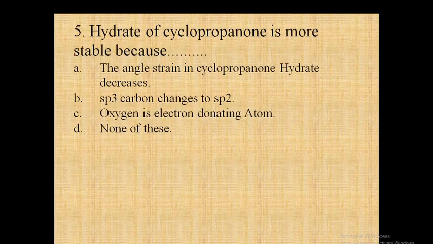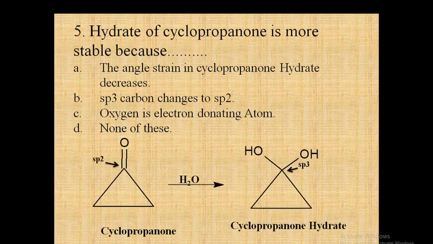The next question: hydrate of cyclopropanone is more stable because option A, the angle strain in cyclopropanone hydrate decreases, B, sp3 carbon changes to sp2, C, oxygen is an electron donating atom, D, none of these. Let's see what is the hydrate of cyclopropanone formation reaction.